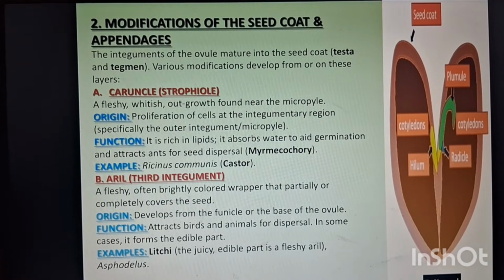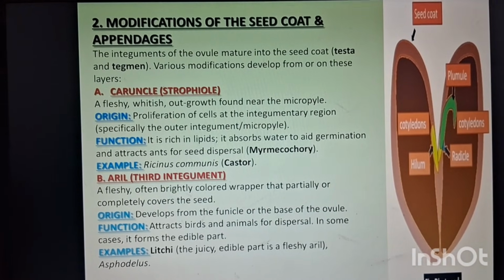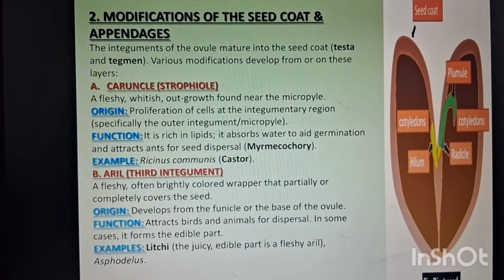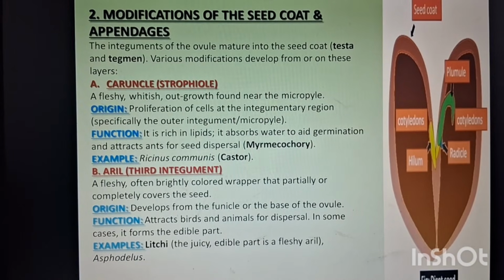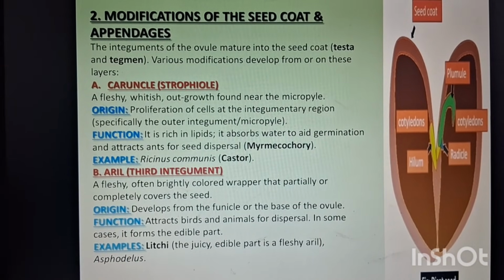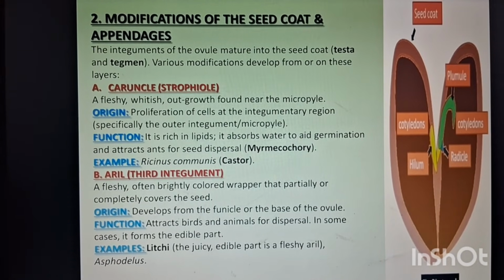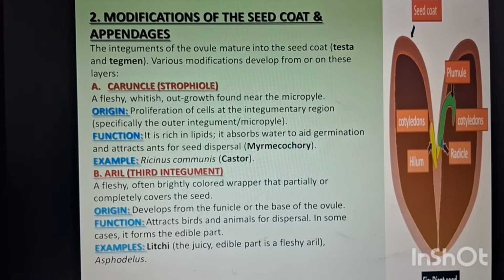Next, aril or third integument, a fleshy, often brightly colored wrap that partially or completely covers the seed. Origin, developed from the funicle or the base of the ovule. Function, attracts birds and animals for dispersal. In some cases, it forms the edible part. Example, lychee. The juicy edible part is the fleshy aril.